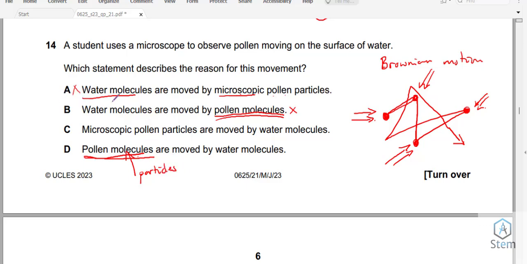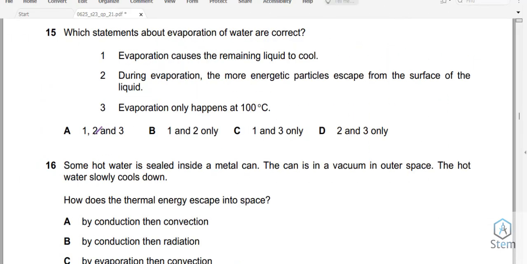So our answer is C. Which statements about the evaporation of water are correct? Evaporation causes the remaining liquid to cool. That is true. Let me show you why.